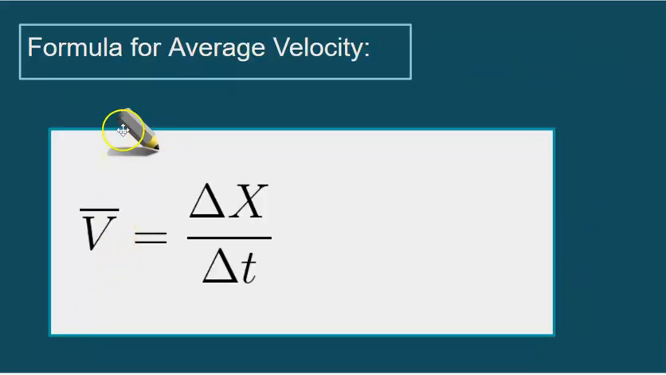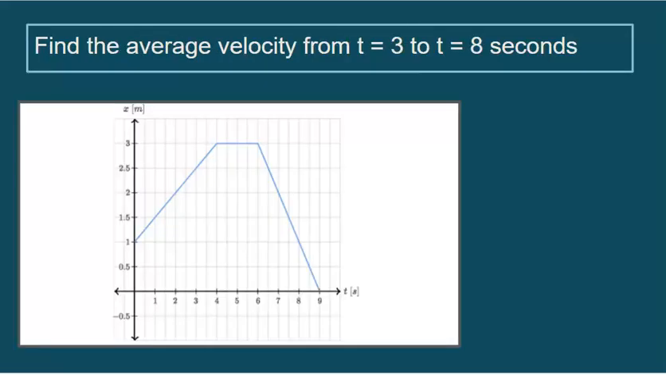Okay, so this formula for average velocity, I think it's helpful to box formulas in your notes. So that is the change in x over the change in time, or the slope of the secant line. Okay, and then find the average velocity from t equals 3 to t equals 8. I'm just going to quickly go over how you would do that.